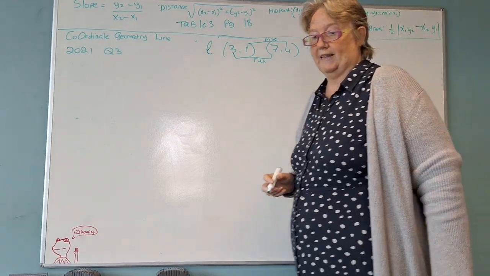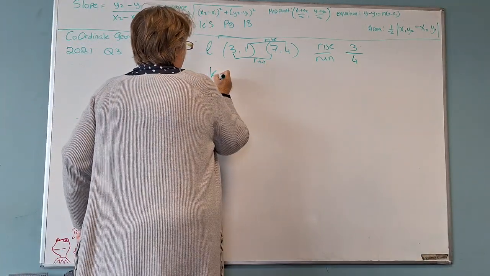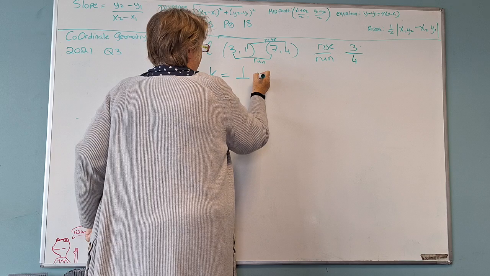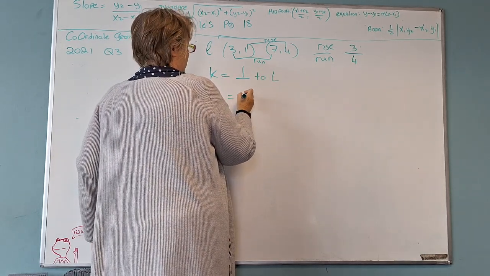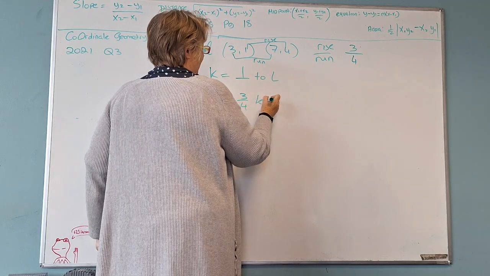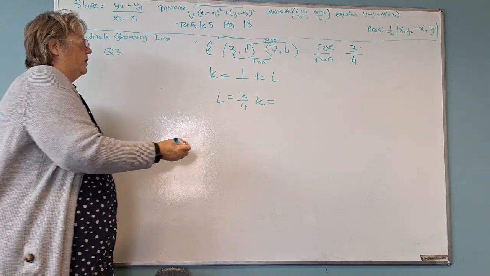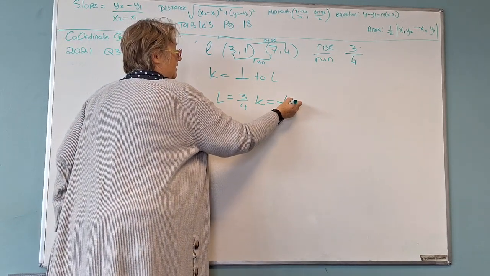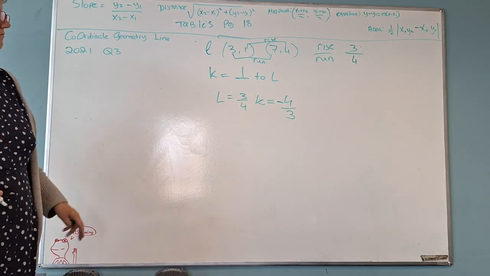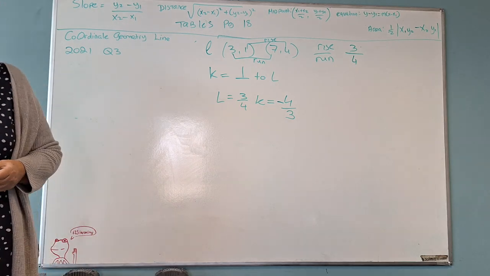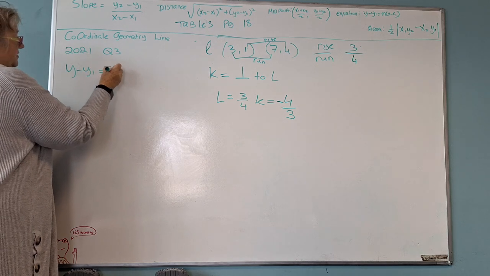So we're looking to get the equation of the line K, which is perpendicular to L. So if L's slope is 3 over 4, then for K's slope, you turn it upside down and you change the sign. So 3 over 4 becomes minus 4 over 3. Okay? And once you've done that, it's just straightforward. I'm not going to do it again because I've just done it.